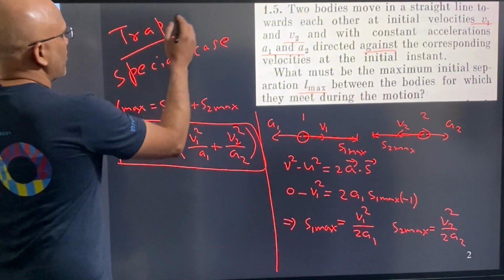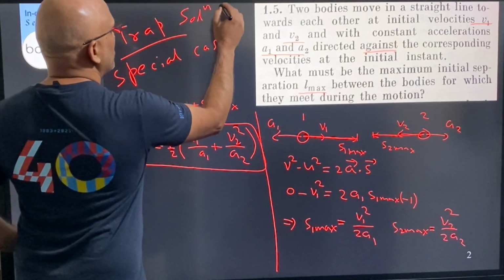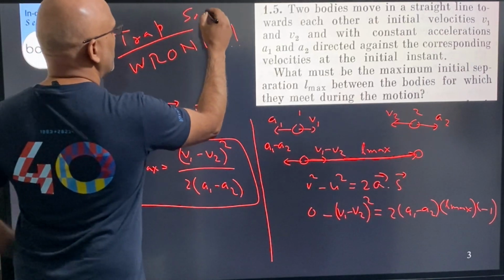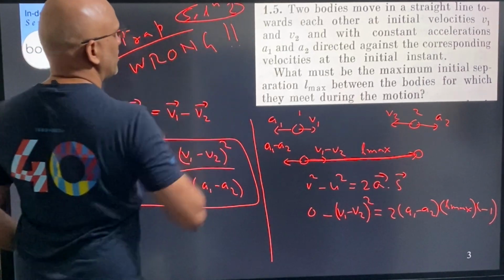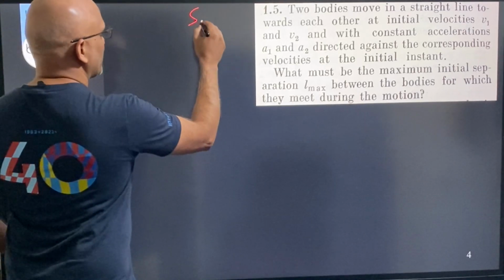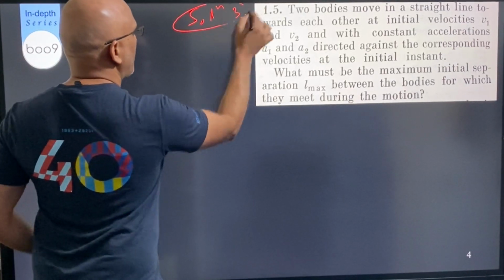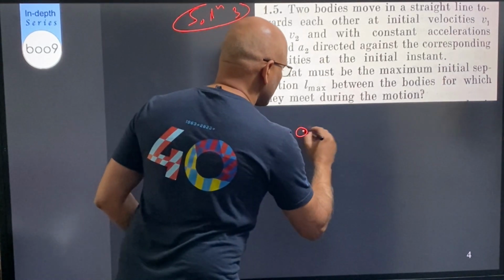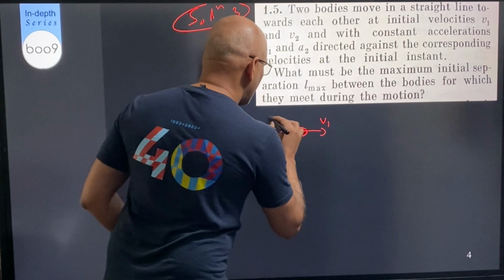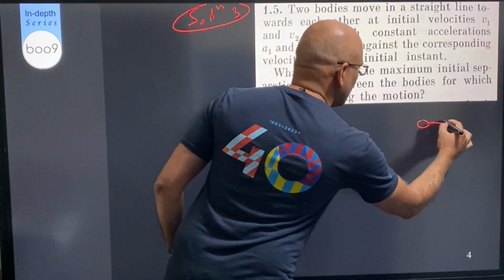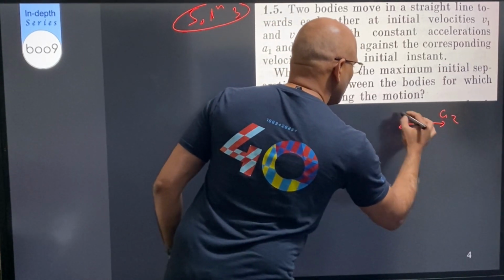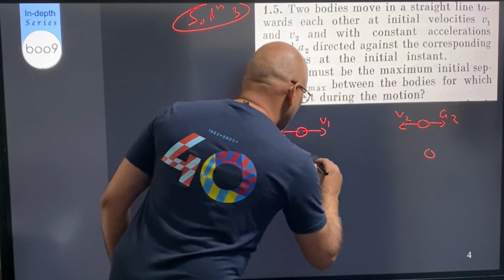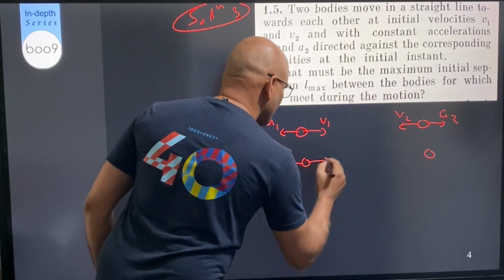Before that, let me call this solution 1. This I'll call solution 2. Okay, so this is going to be solution 3. I'm still going to use the relative velocity. So I have V1, A1, A2, and V2. I'll bring this to rest. I'll write the relative velocity and acceleration for this.